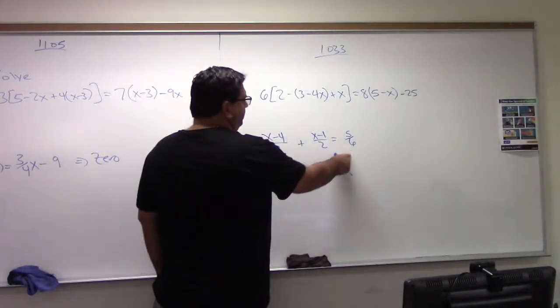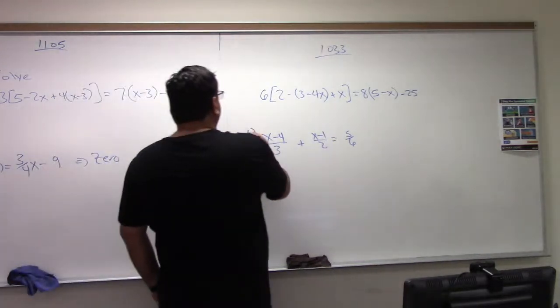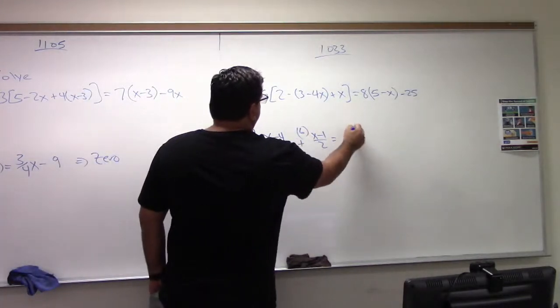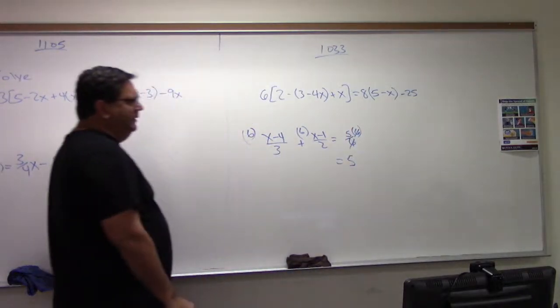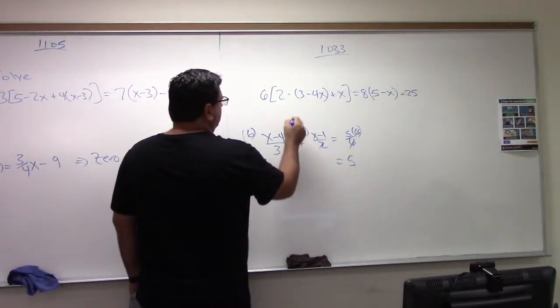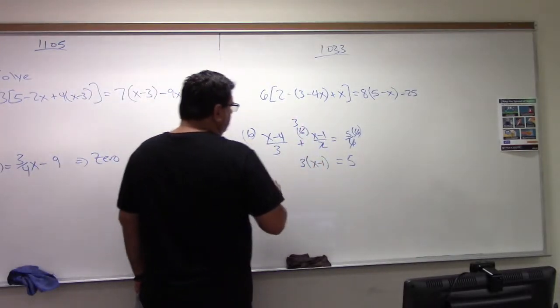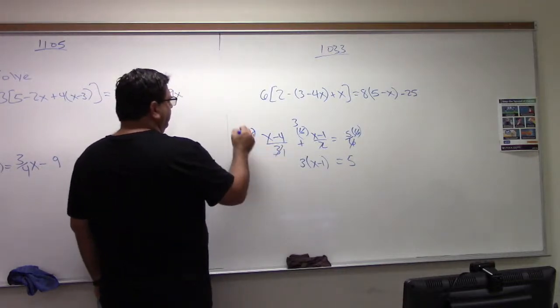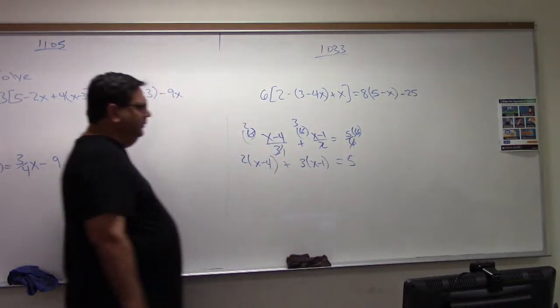Which common denominator? 6. It is 6. So we're going to multiply by 6. We're going to cancel there. That's going to be 5 on the right-hand side, yes? We're going to get 3 here, 3x minus 1. We're going to get 3 here, and we're going to get 2x minus 4. Do you agree?